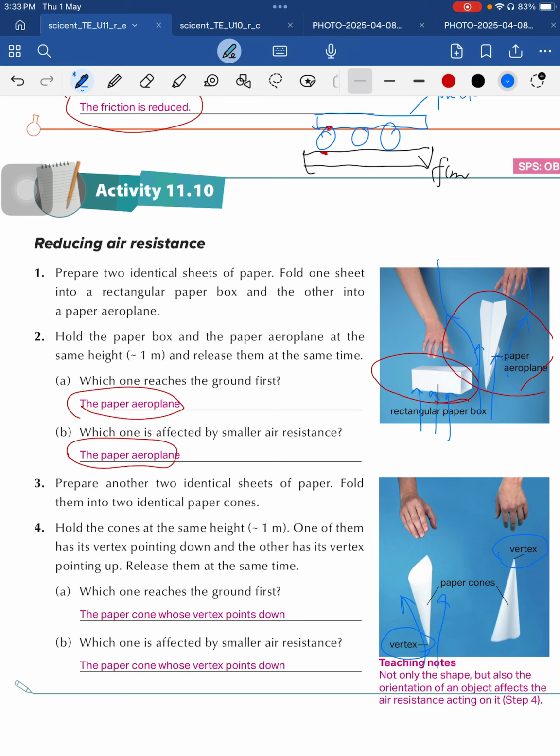We say this is a streamline, and we will discuss it later. And for the vertex on the top, you'll find that there will be larger air resistance hitting the cone. Of course, it will have a larger resistance and it needs a longer time to go to the ground.